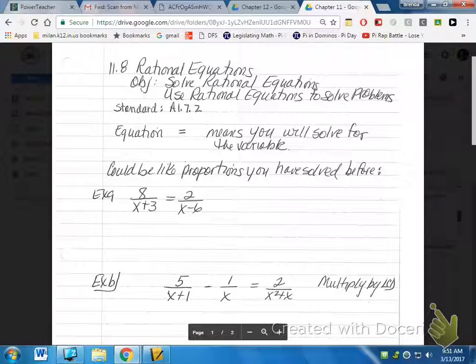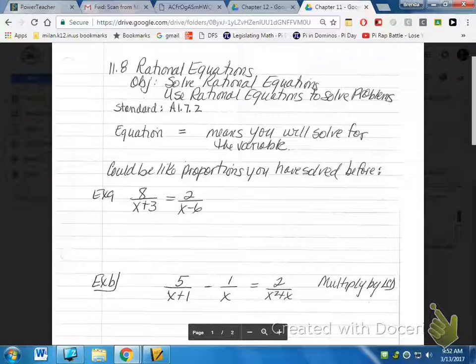Lesson 11-8, Rational Equations. Our objective is to solve rational equations and use rational equations to solve problems. Our standard is Algebra 1 7.2. An equation with an equal sign means you're going to solve for the variable. So what does the variable equal?